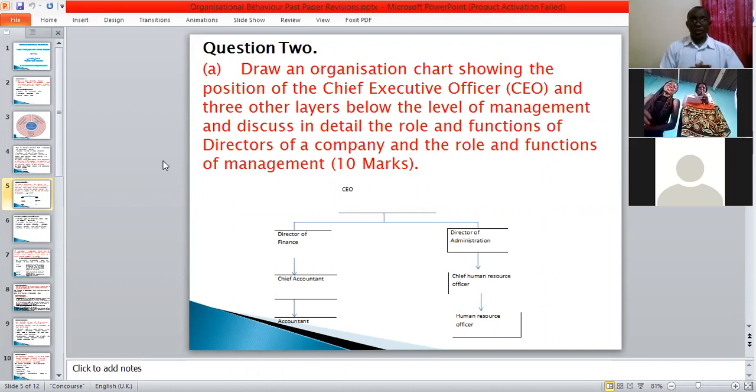Okay, so let's continue where we ended, colleagues. We have identified the needs of the examiner. We have drawn an organizational chart. On top here is the chief executive. This was a free question because they didn't tell you what to put. You can just imagine it. So I put the chief executive there, and I put the director of finance here, and the director of administration here.